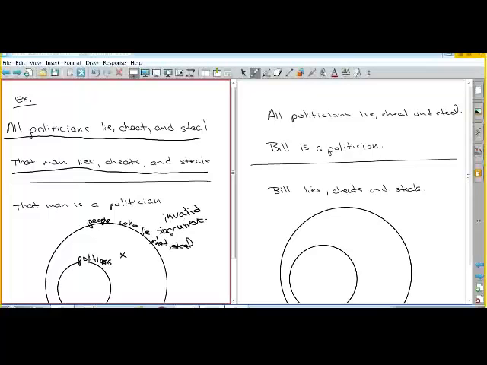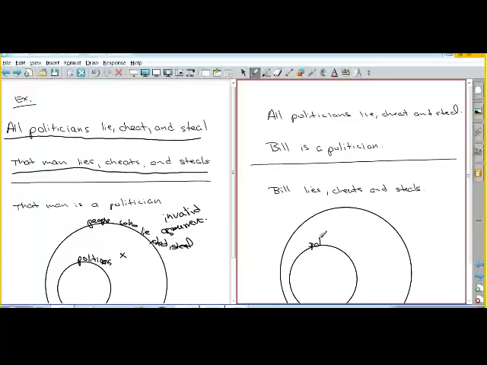So how would I rearrange that? If it were this way, again, the first statement would allow you to label the circles the same way.